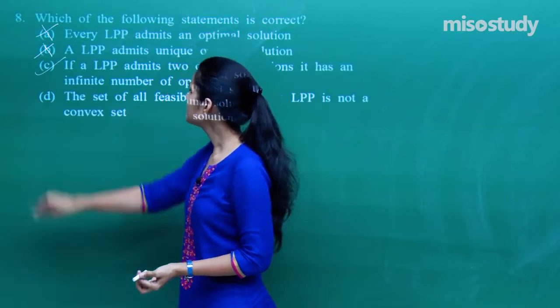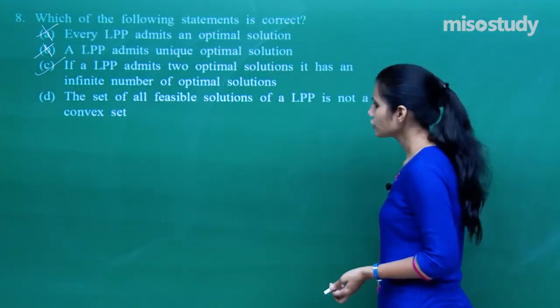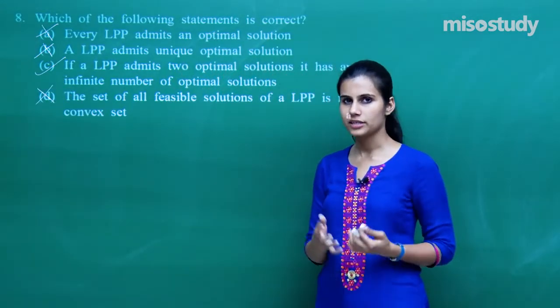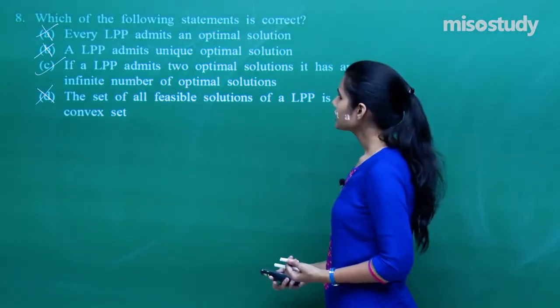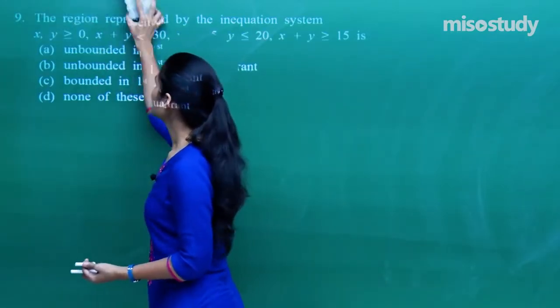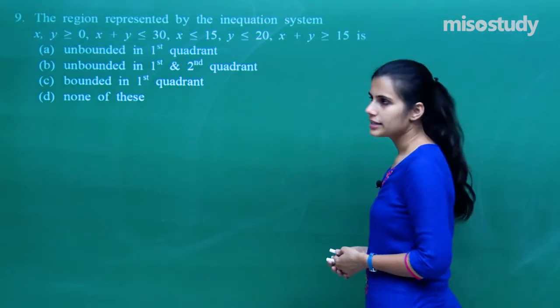So yes, this is true. And "the set of all feasible solutions of an LPP is not a convex set" is wrong because it is very much a convex set. We have studied it as a well-established result, right? Moving on to the next question, we have the region represented by the inequation system. There is a system of inequations given to you, and you are asked to determine the region represented by them.